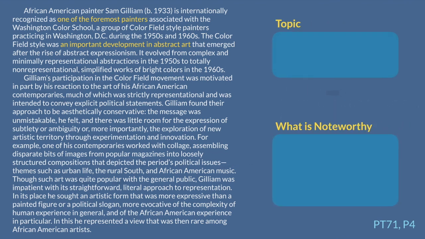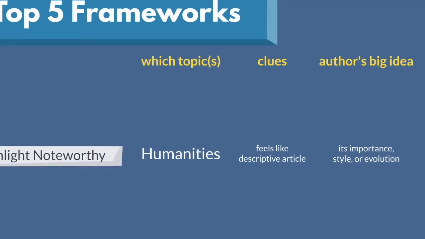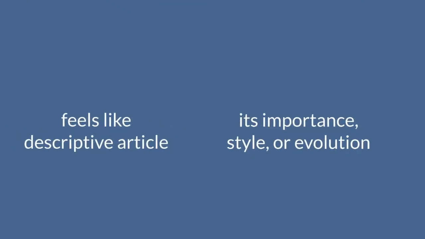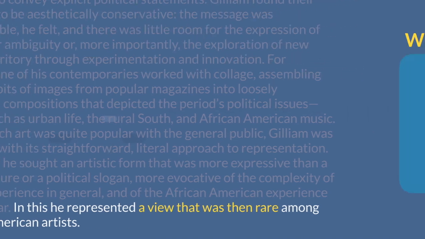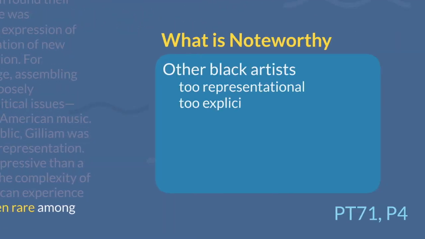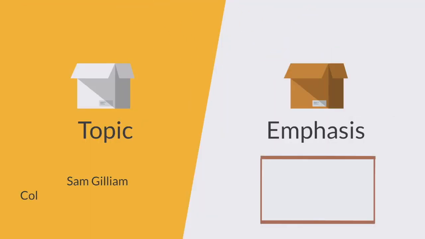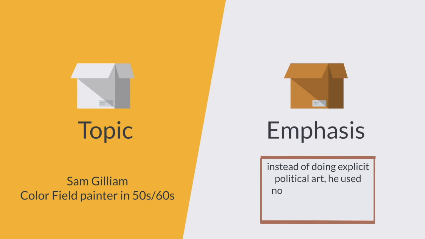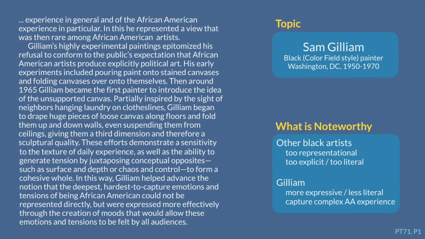For that framework, the big ideas are, what are we talking about? Sam Gilliam. And then why do we care? And specifically, we're reading for things like, why is he important or different? What are the essential style qualities, or how did he evolve? The end of the second paragraph, that sort of sentence, like this is what made him special, what made him rare, is where you get big ideas. The other black artists were too explicitly political. He was more subtle about it. So Sam Gilliam, known for not doing explicit political, doing non-representational, complex black experience stuff.